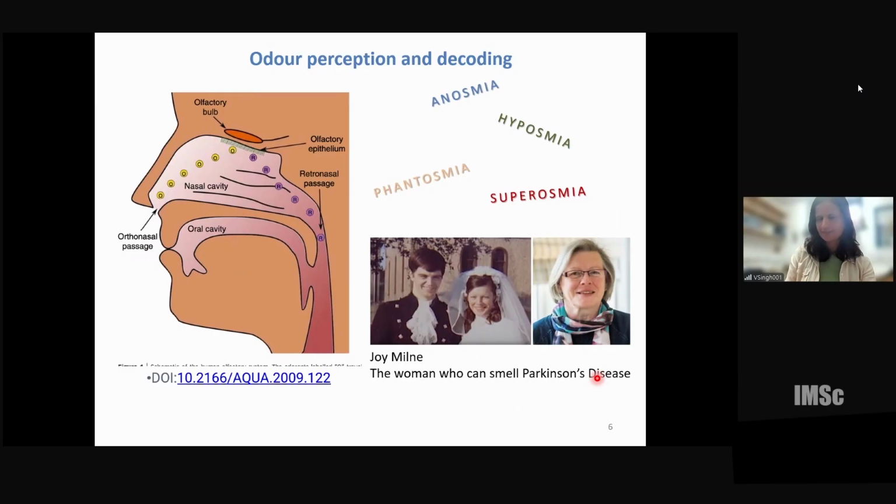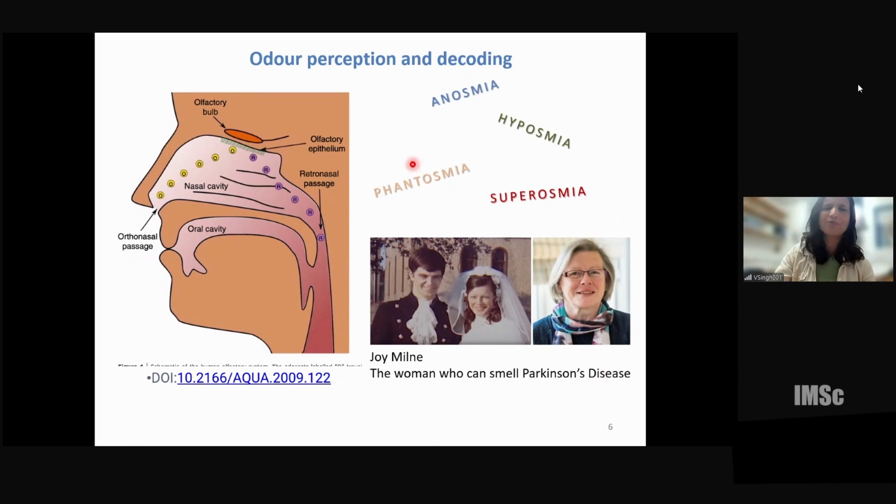This is a digression, but just to say that because of one person like Joy, there have been several research projects which have been funded, and it has spearheaded lots of research in this area, supported also by the arrival of COVID-19 and hyposmia and so on. So she is what is called a super osmic person.